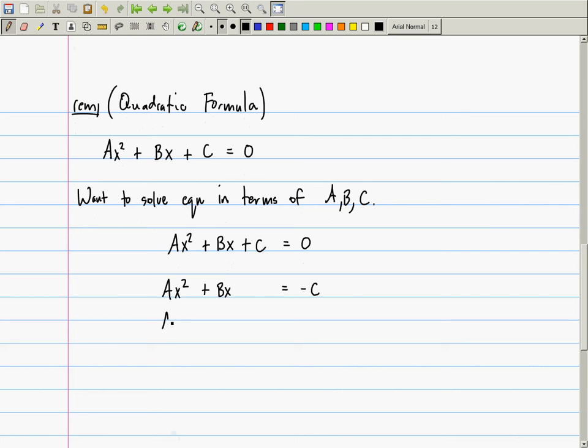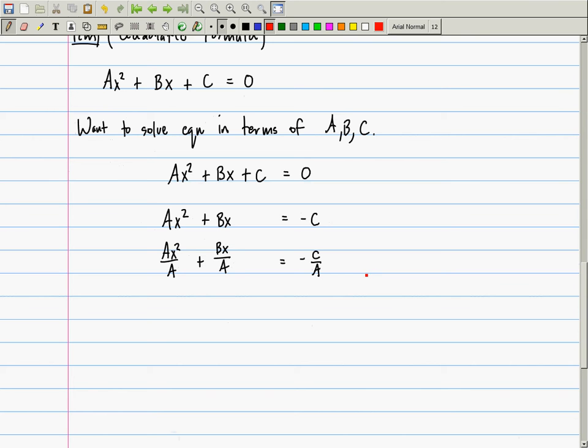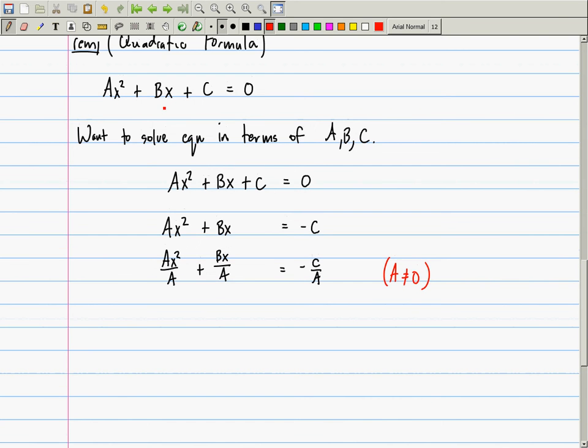So then we'll have ax squared over a plus bx over a is equal to negative c over a. Of course, this assumes that a is not 0, right? But that's a legitimate assumption to make, because if a was 0, then this wouldn't be a quadratic equation. So then simplify this: x squared plus b over a x is equal to negative c over a.